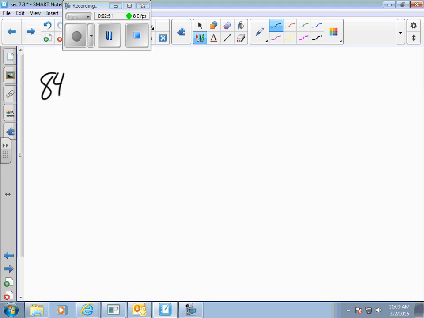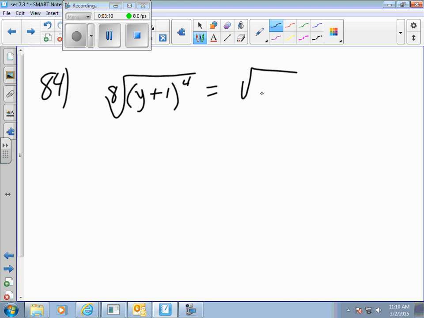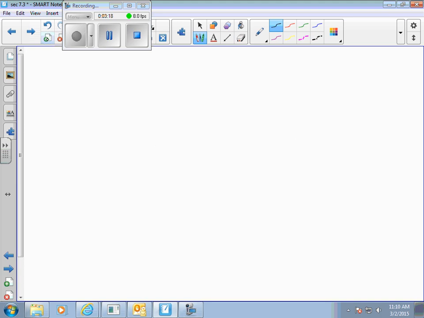84. The eighth root of y plus 1 to the fourth power. It doesn't matter that this is a binomial because all we're dealing with are the exponents. So I'm going to divide both of them by 4, giving me the square root of y plus 1 to the first power, but to the first power doesn't change anything.